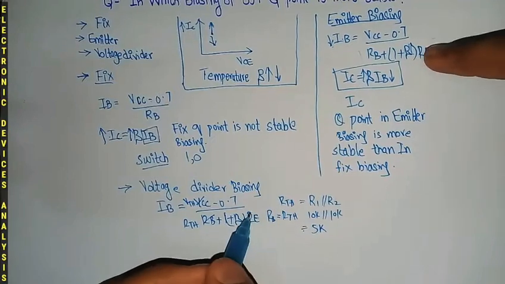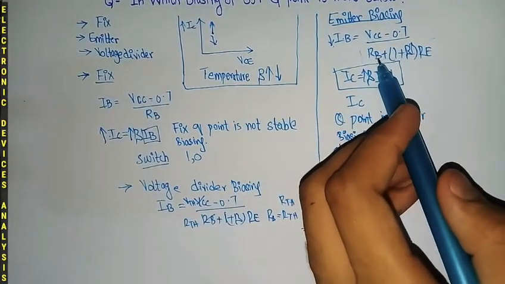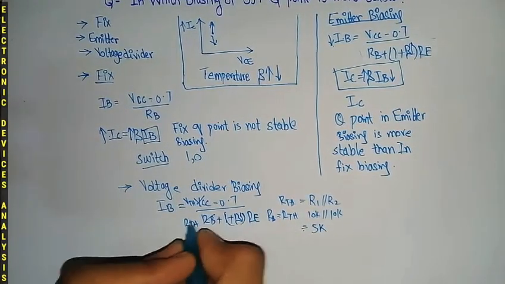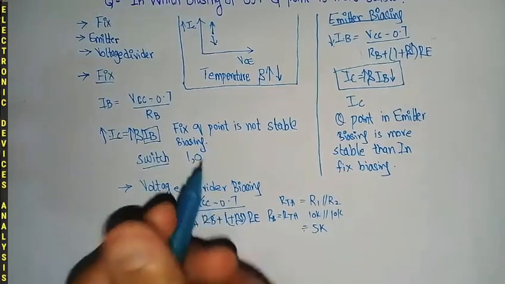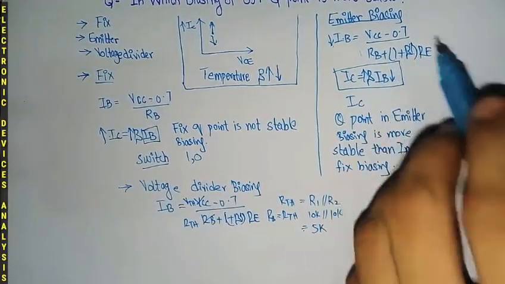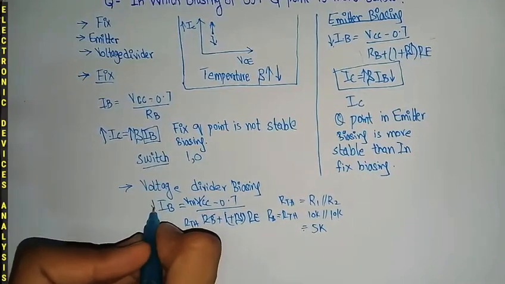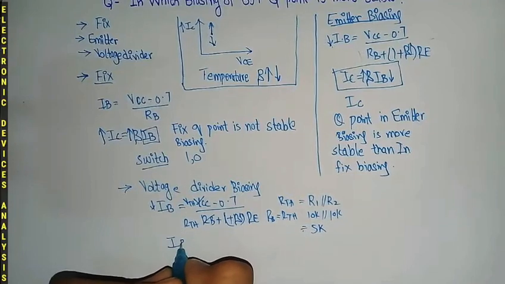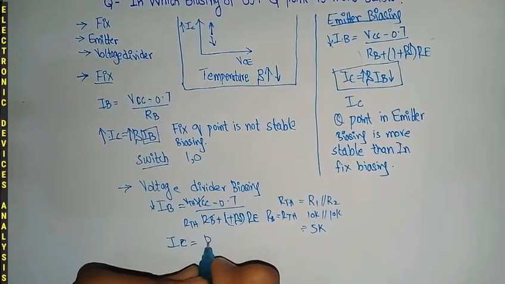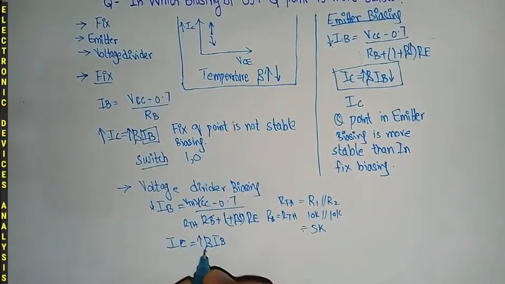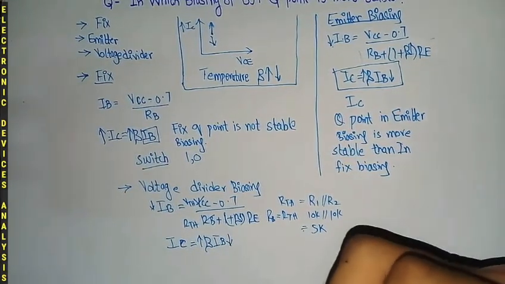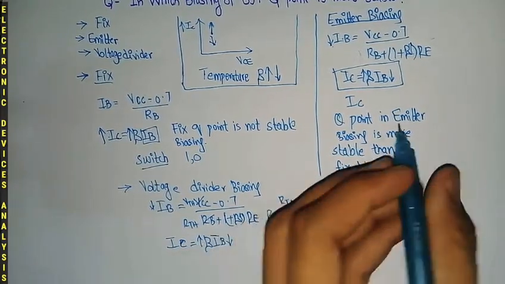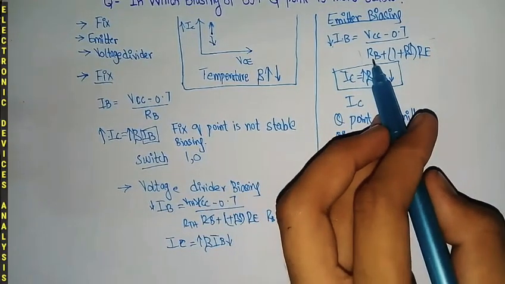So therefore the value of RB here is smaller than the value of RB in the emitter biasing. So if beta increases, the whole factor will increase, but not as much as it increases in emitter biasing. So what will happen if beta increases? IB no longer decreases as much. IC equals beta times IB. If beta increases, IB will decrease, but there will be only a minute change between them, because IB is not decreasing much. There, IB is highly decreasing because the value of RB is greater.